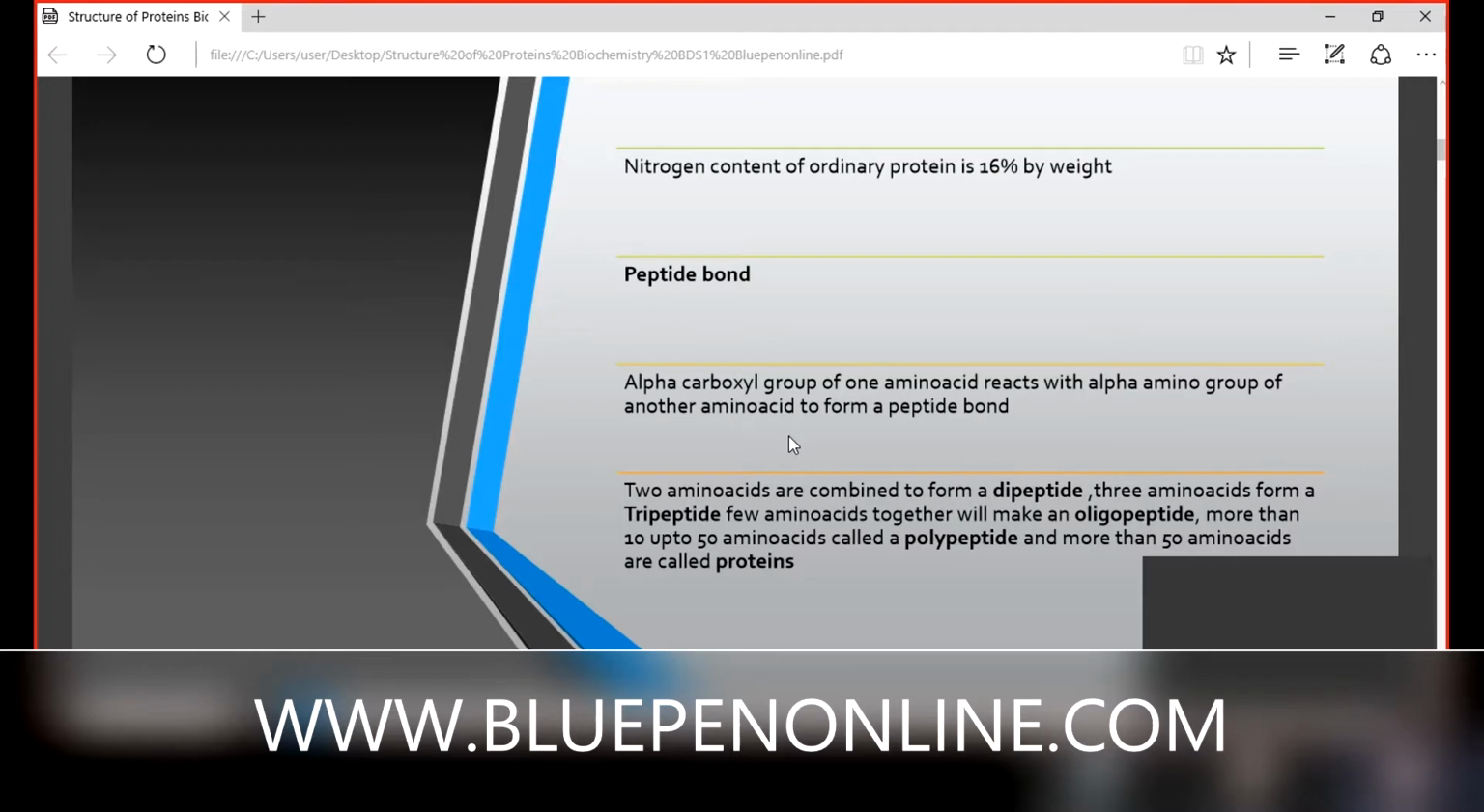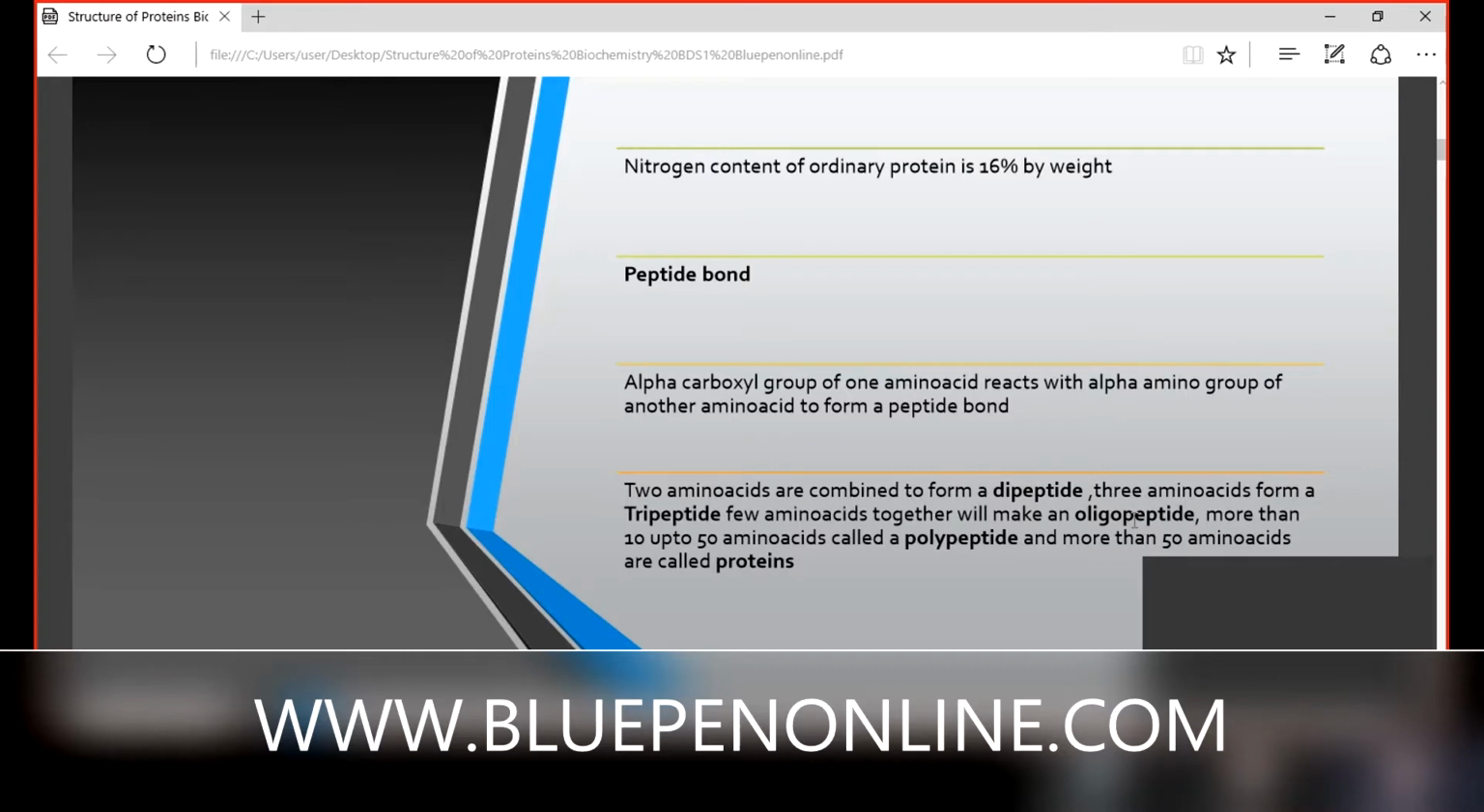So the alpha carboxyl group of one amino acid reacts with the alpha amino group of another amino acid and forms a peptide bond. One amino acid is known as an amino acid. Two amino acids are known as a dipeptide. How many peptide bonds are there in a dipeptide? One, for two amino acids. Then what about a tripeptide? Two peptide bonds and three amino acids.